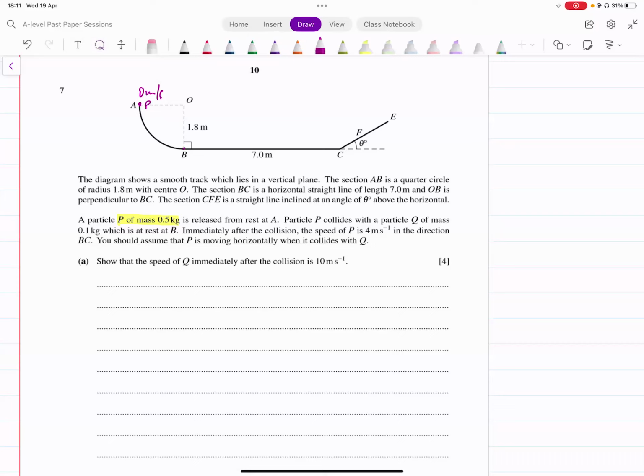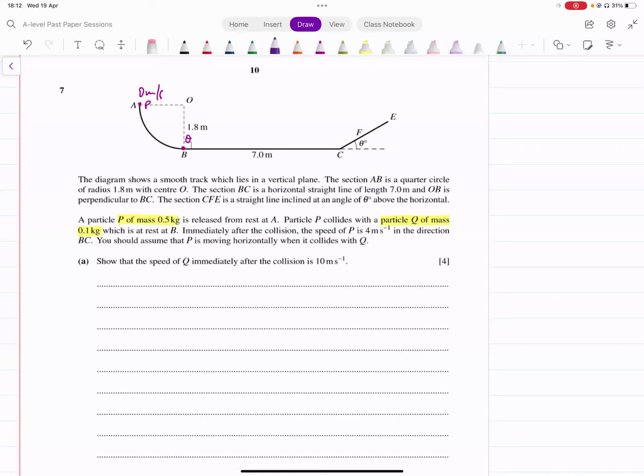और नीचे B के ऊपर आपका एक पार्टिकल Q है, रेस्ट के ऊपर। दोनों के masses दिए हुए हैं। Immediately after the collision, the speed of P is 4 meters per second in the direction of BC. So Q right side पे जाता है। You should assume that P is moving horizontally when it collides with Q.